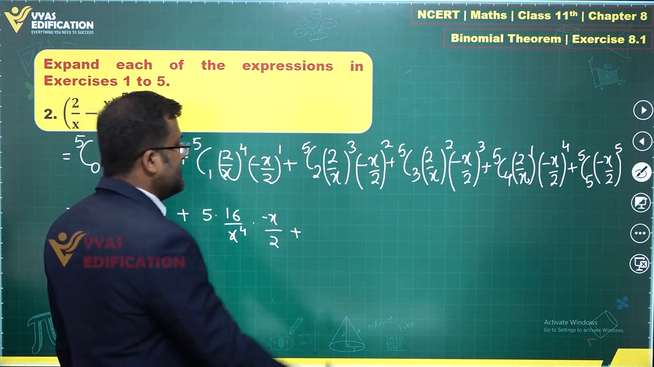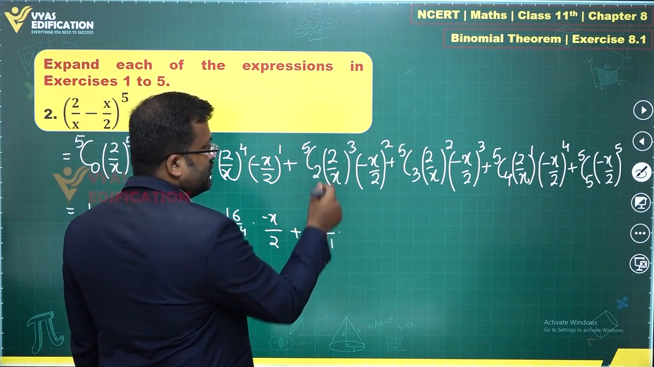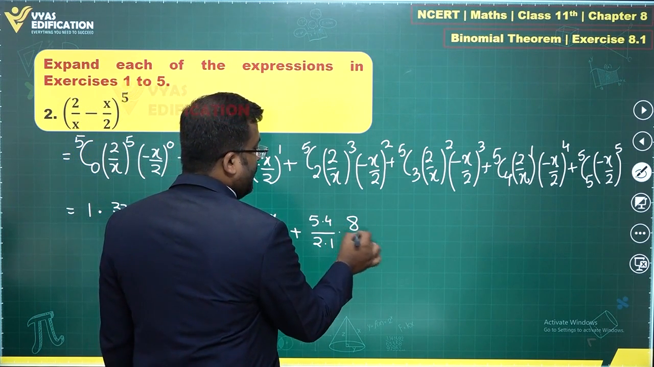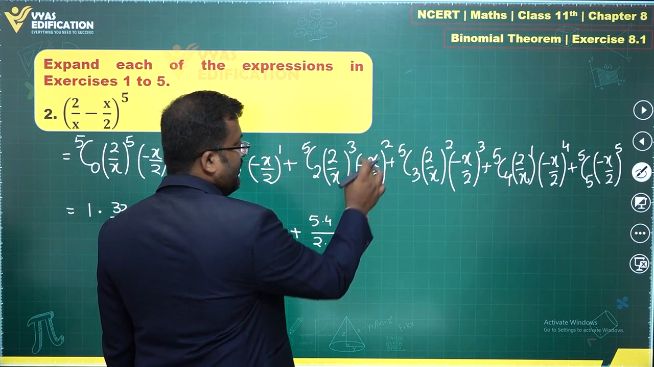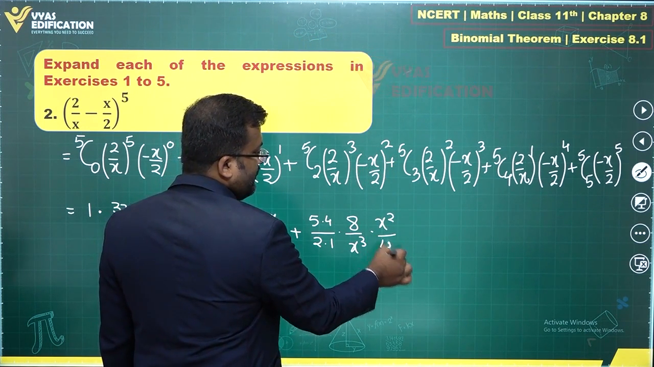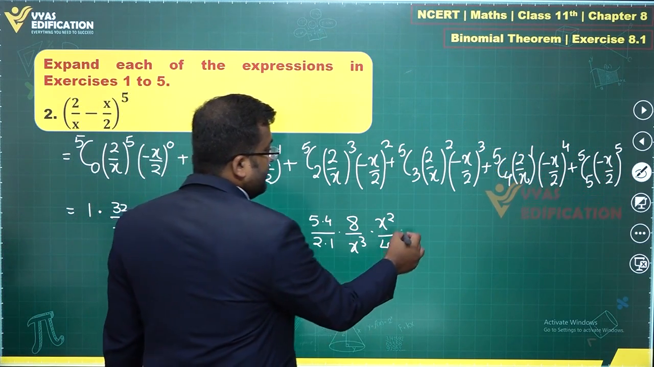Plus, let's focus on the next term, 5c2. Now 5c2 is actually 5 times 4 over 2 times 1. What is this? 2 by x whole power 3, which is 2 power 3, 8 over x power 3. What is minus x whole square? That is x square. What is 2 square? That is 4. What is 2 square? That is 4. Okay, what about this term 5c3?